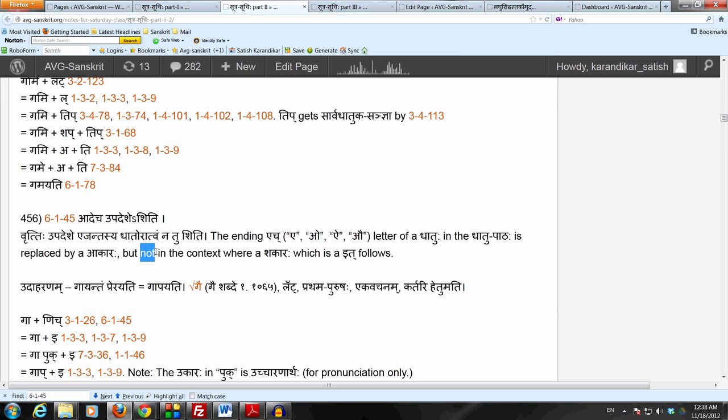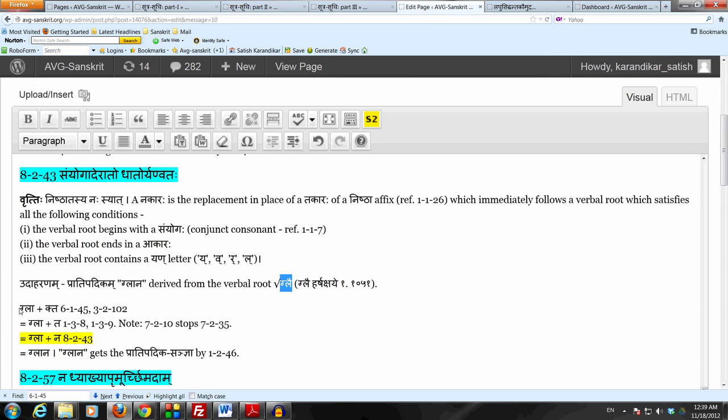So we have to be sure that the dhatu is not going to be followed by a talavya shakaraha which is an it. As long as that is known to us, we can replace the ending ec letter of a dhatu by a akaraha. So if a dhatu in the dhatu patha ends in such a letter, that letter can be immediately replaced by a akaraha as long as we know that there is going to be no talavya shakara as it following the dhatu. So in this case we do know that, so therefore we start the derivation itself by gla plus kta by 6 to 1 to 45 adecha upadeshe ashiti and 3 to 2 to 102 nishtha.